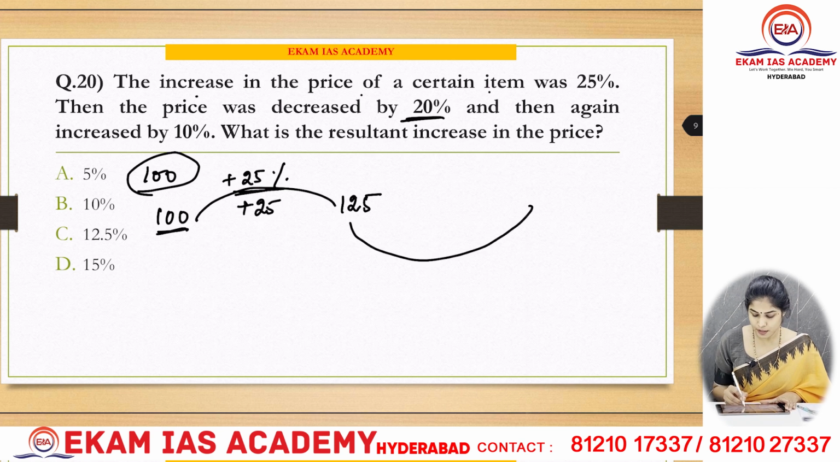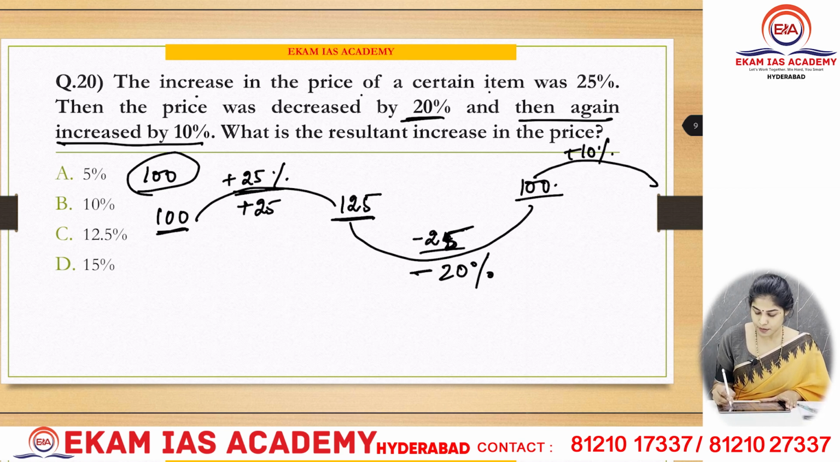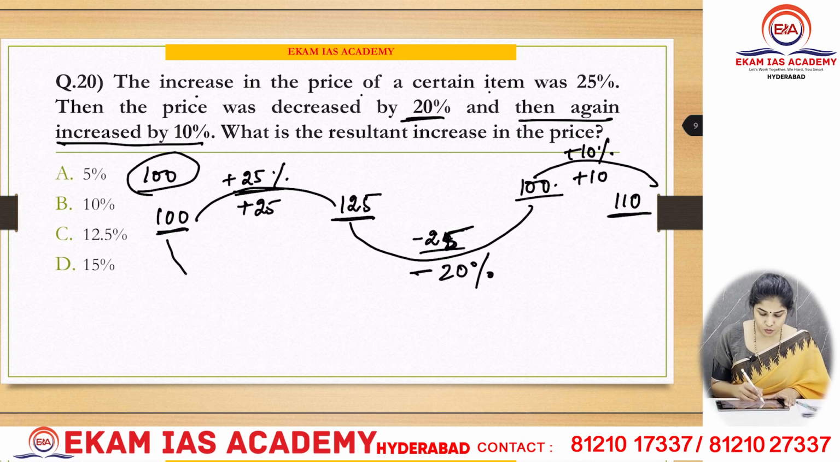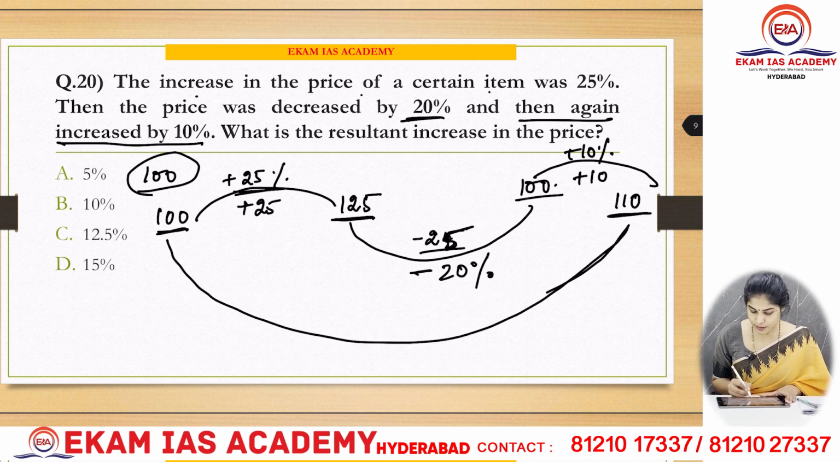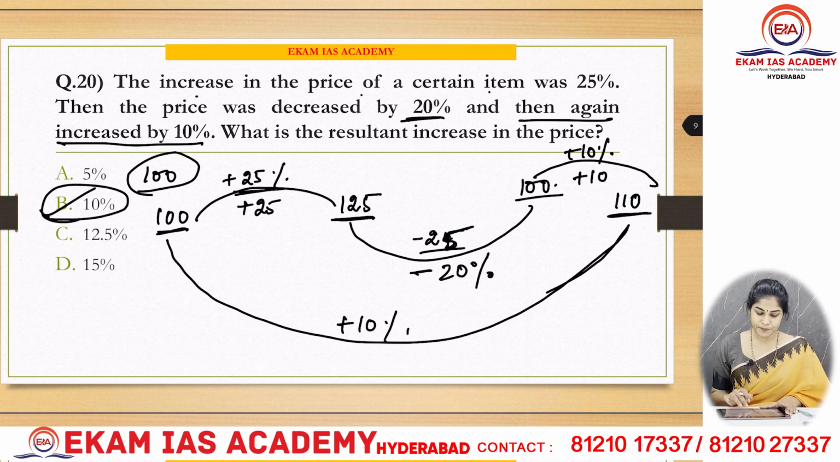The price was again decreased by 20%. So 20% of 125 is minus 25. It again comes to 100. And then he said it was again increased by 10%, which is plus 10. It comes to a total of 110. What he is asking: what is the resultant increase in the price? So 100 to 110, what is the resultant increase? It is plus 10%, right? So the option is B.